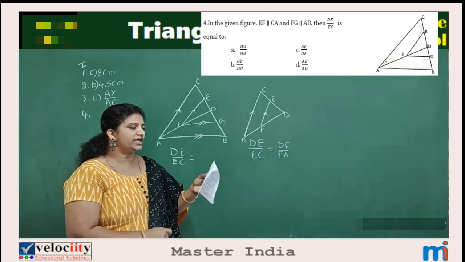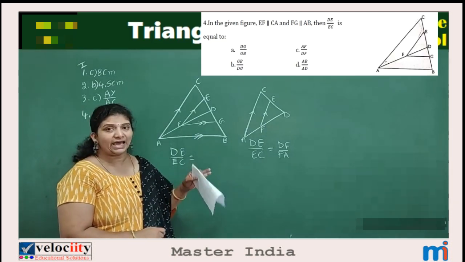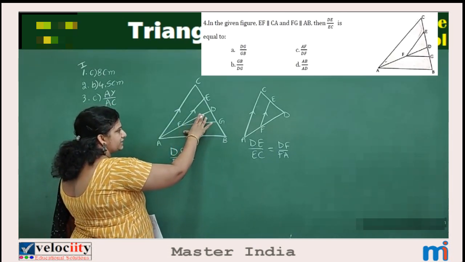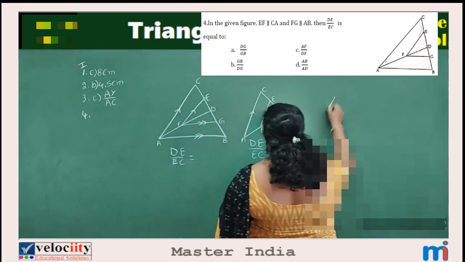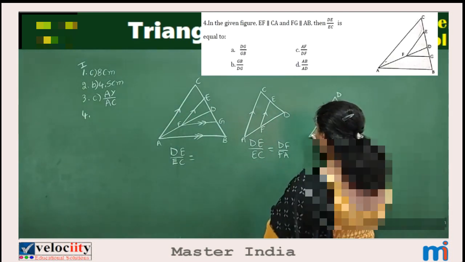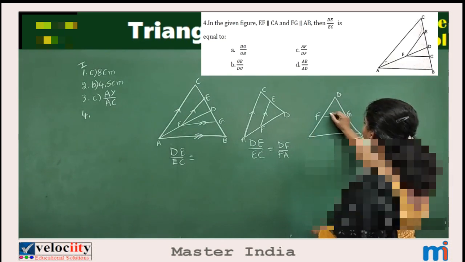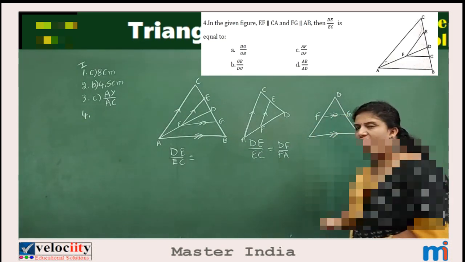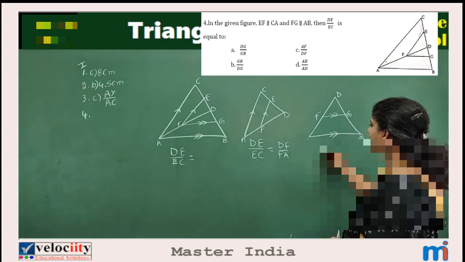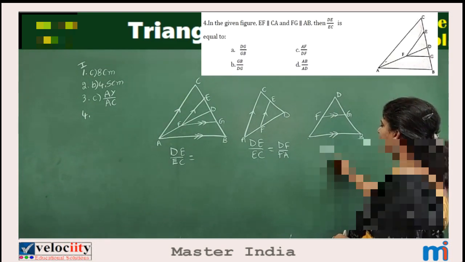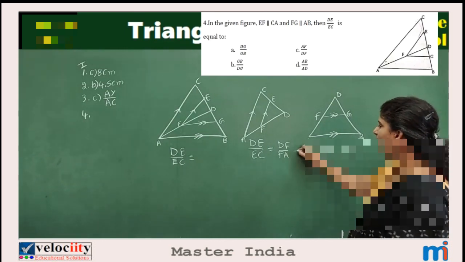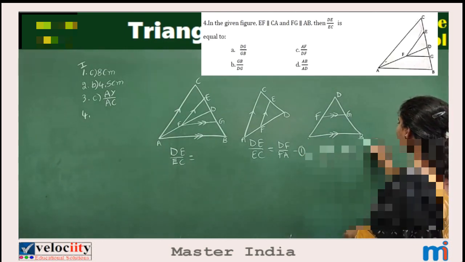Check for the answer. DF by FA there? No, we have another pair of triangles. Now observe this pair of triangles and let me draw the figure like this: D, F, G, A, B. FG is parallel to AB. Again, by basic proportionality theorem, I can say DF by FA is equal to DG by GB.